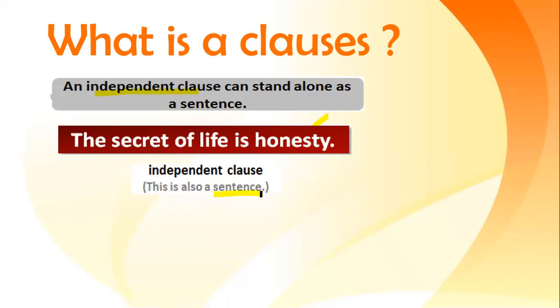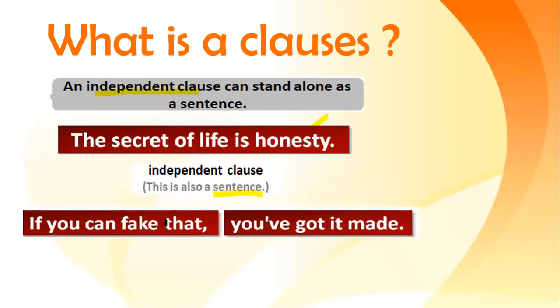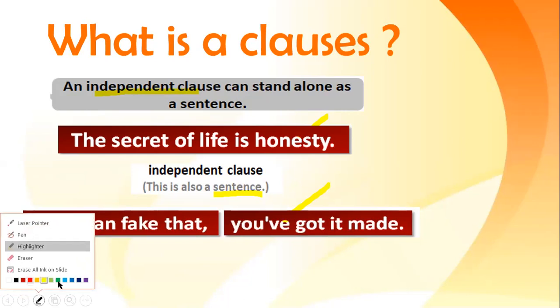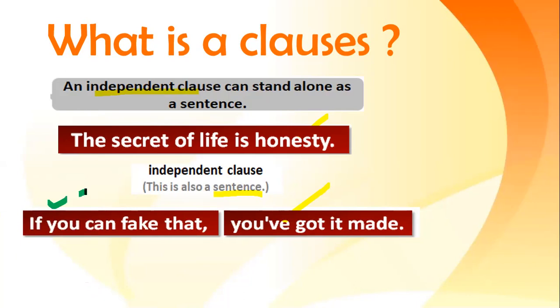So a sentence is actually an independent clause, but a clause is not always a sentence because it can be a part of another sentence. Look at this example, which has two clauses: If you can fake that, you've got it made. If you focus a little on the second clause, you can see that it is complete in giving the idea, the sense to its reader. But on the other hand, if we look at the first clause, we can see that it is unable to give the complete idea because of the presence of this conjunction in the beginning. Hence, this part depends on the other part for its complete sense.